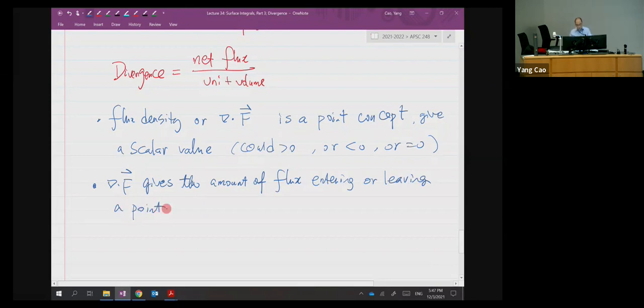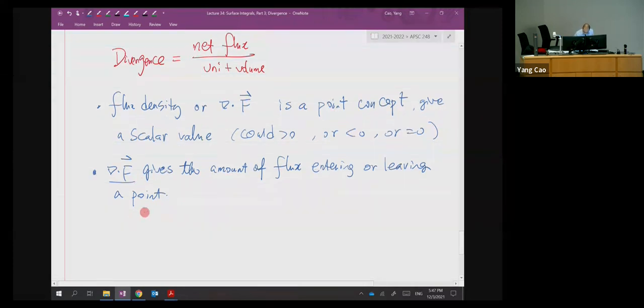This is actually a very neat calculation. You have a vector field. Imagine the vector field as a certain flow of air or flow of a river, and you might be interested in a certain point within this vector field. Is there something going into the point, or something getting out of the point? That's given by del dot F.